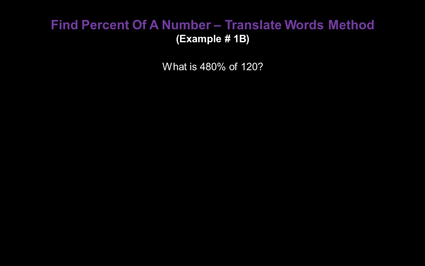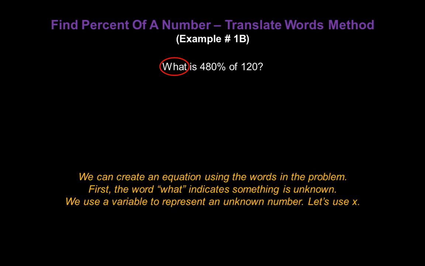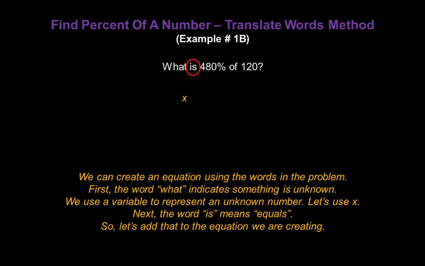What is 480% of 120? Again, we can create an equation using the words in the problem. First, the word what indicates something is unknown, so we use a variable to represent an unknown number. Again, let's just use the letter x, so I'll write down an x. Next, the word is means equals in math, so let's add that to the equation we're creating. Now we have x equals.